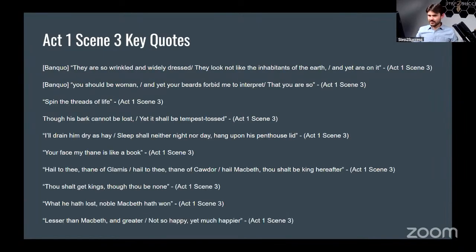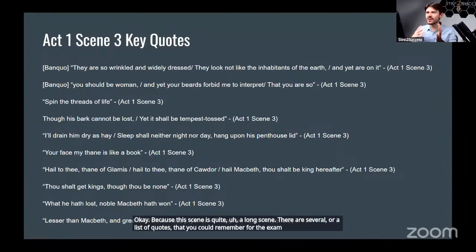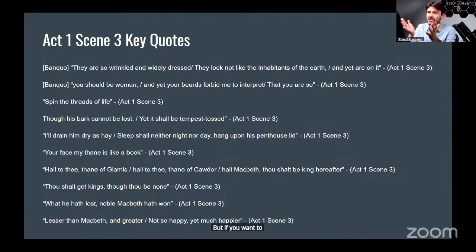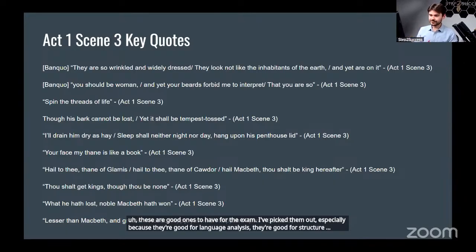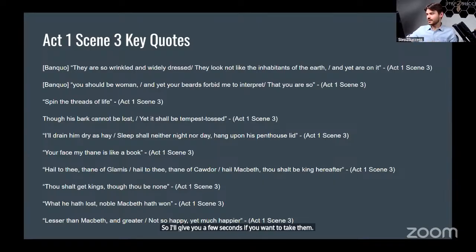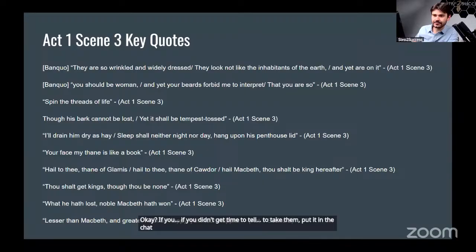Okay. Because this scene is quite a long scene, there are a list of quotes that you could remember for the exam. I'm only going to go through a few of these just as examples. But if you want to screenshot them, if you want to take them for your revision, these are good ones to have for the exam. I've picked them out especially because they're good for language analysis. They're good for structure analysis. So I'll give you a few seconds if you want to take them. Okay. If you didn't get time to take them, put it in the chat and I'm happy to go back.